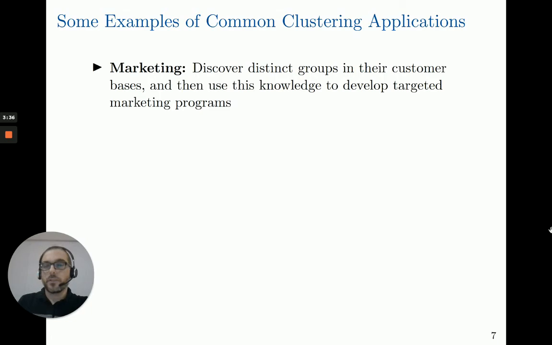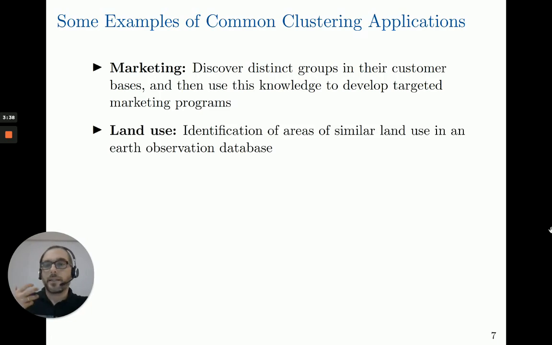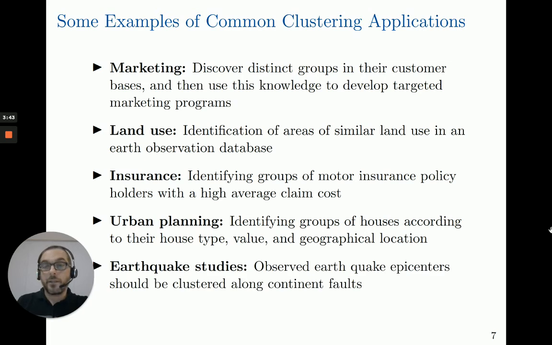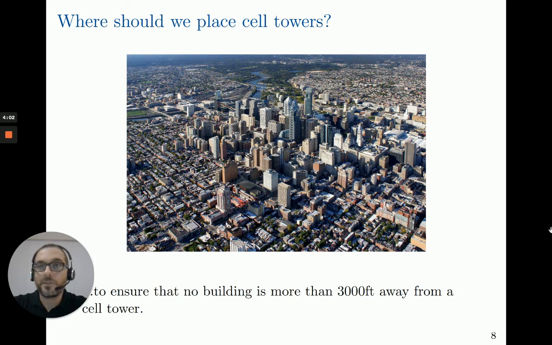So there are applications in marketing, land use, insurance, urban planning, and also earthquake studies. We can observe that earthquake epicenters should be clustered along continental faults, so we can use that to help predict seismic activity. One question: where should we place cell towers? We want to ensure that no building is more than 3,000 feet away from a cell tower.